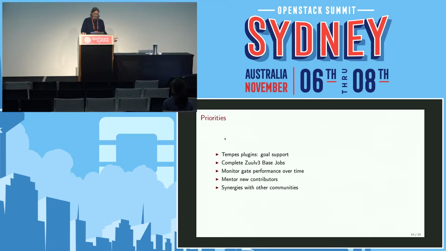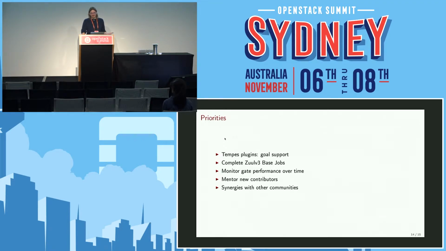One of the things that we put during the PTG as one of the priorities is monitoring the gate performance over time. So this is something that we want to start working on soon to keep a better check on what is the resource utilization at operating system level on test nodes in the gate, and what are the kind of resources that we create during tests, like volumes and servers and so forth.